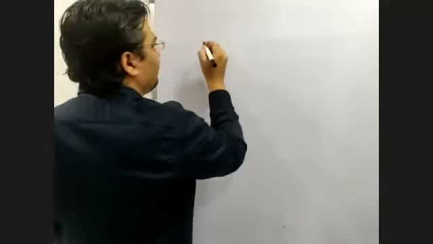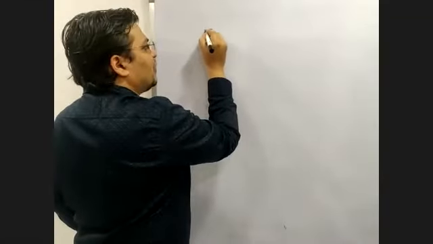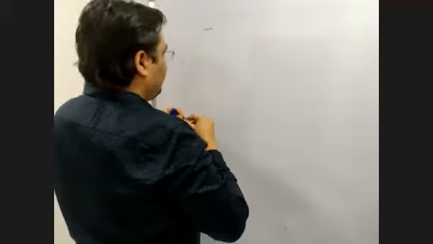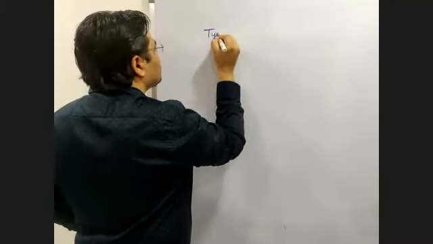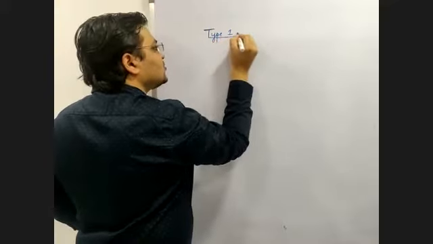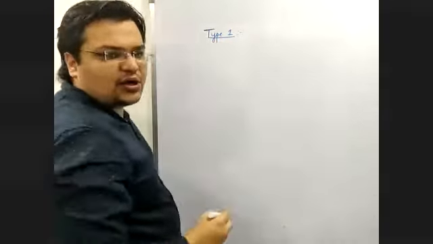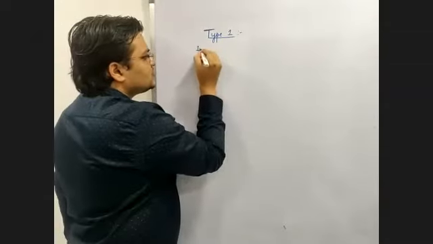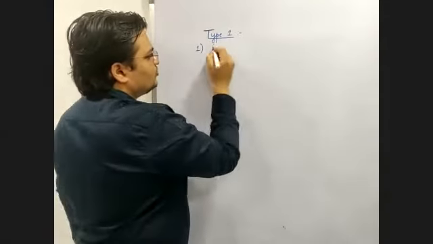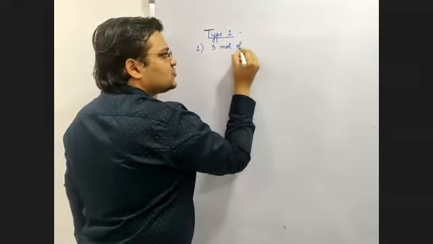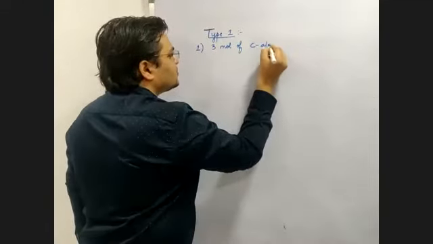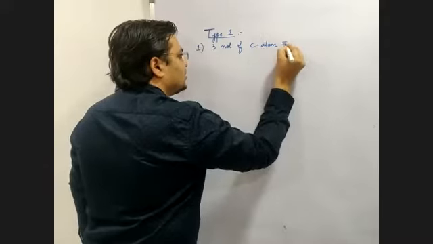Now, if you see over here, what we are discussing is type 1. In type 1, the first question is: 3 moles of carbon atom is dash grams.